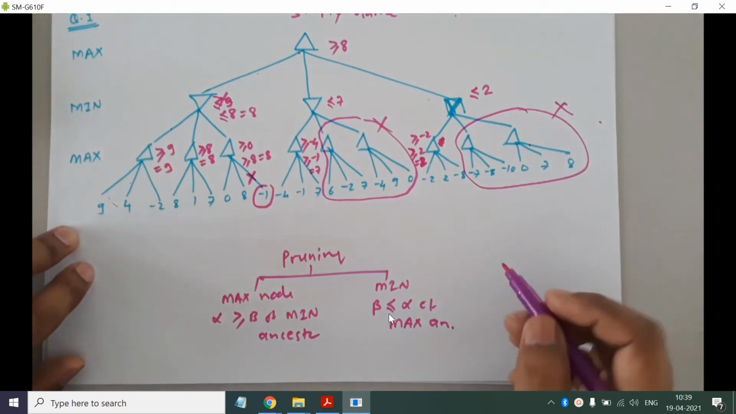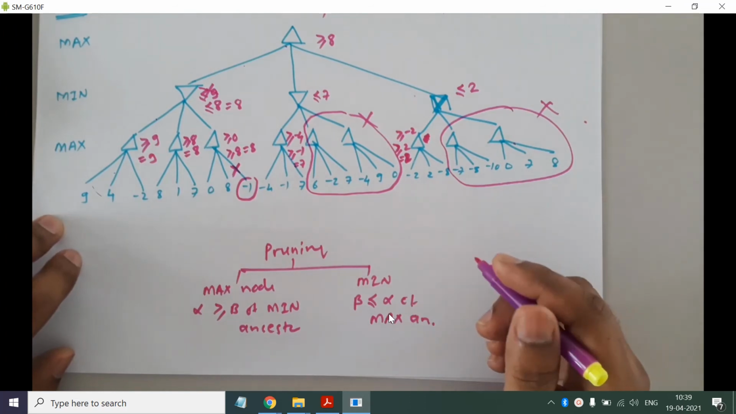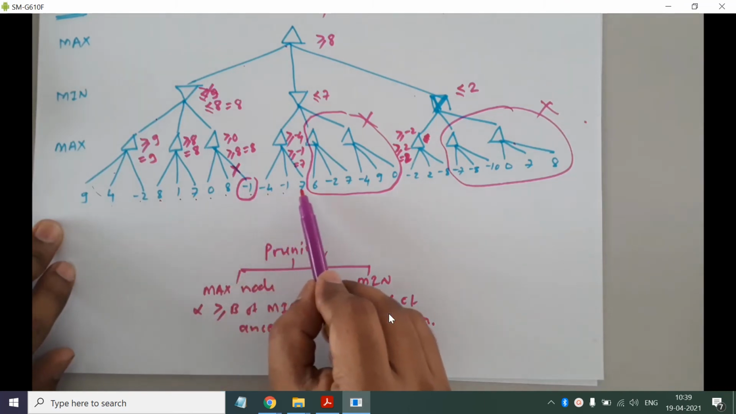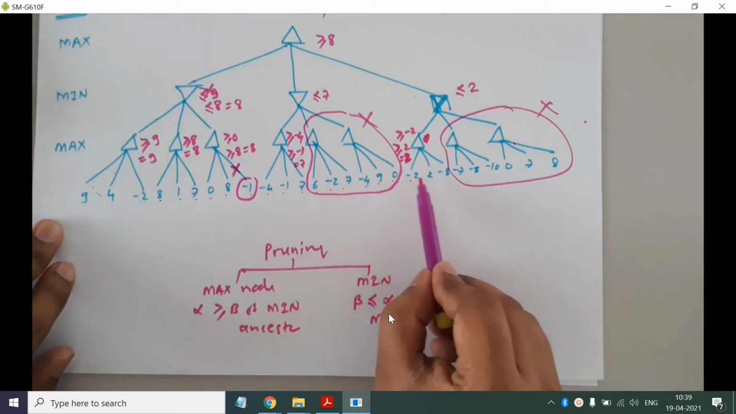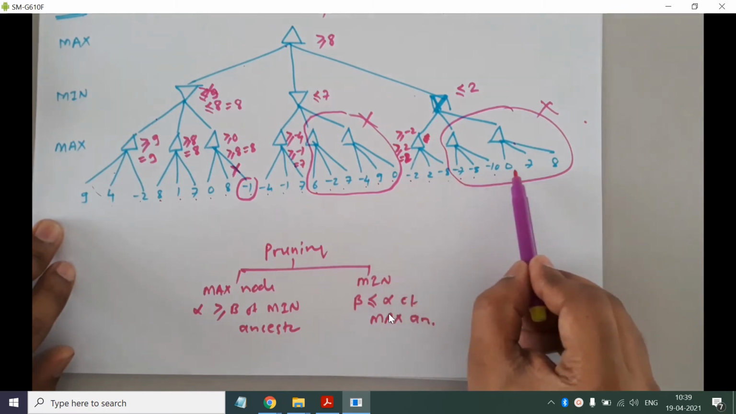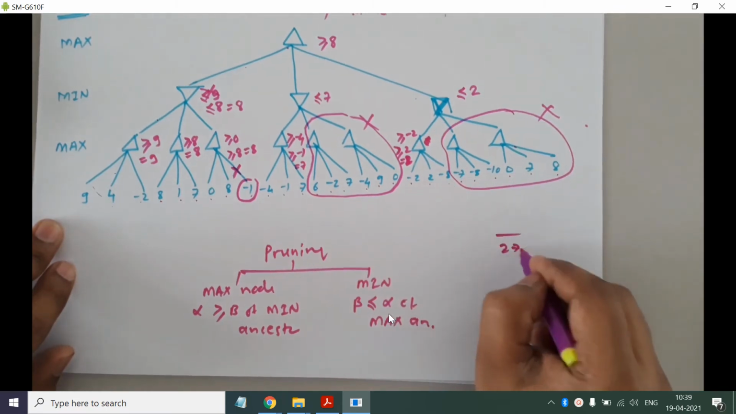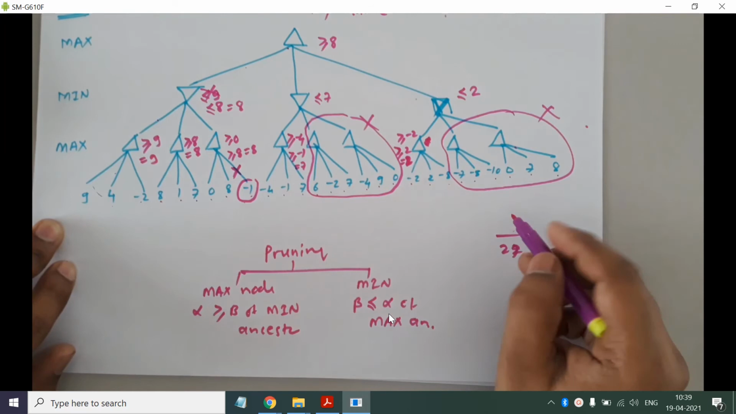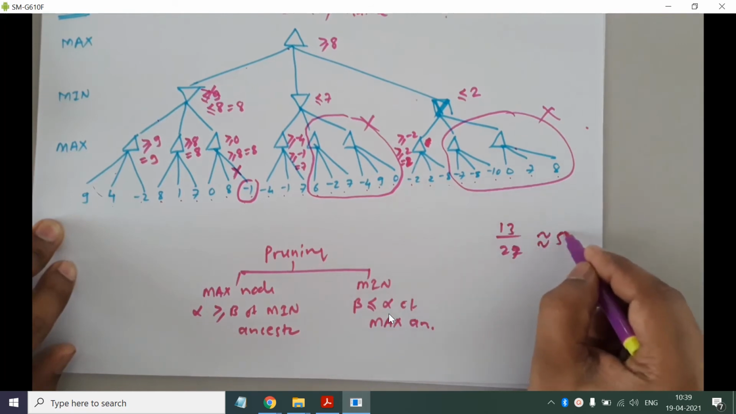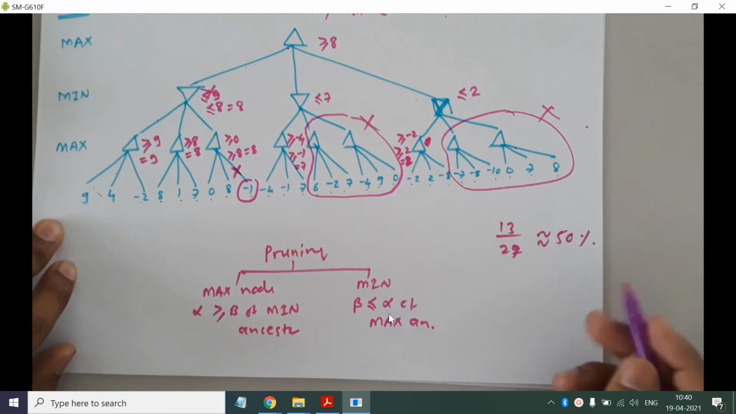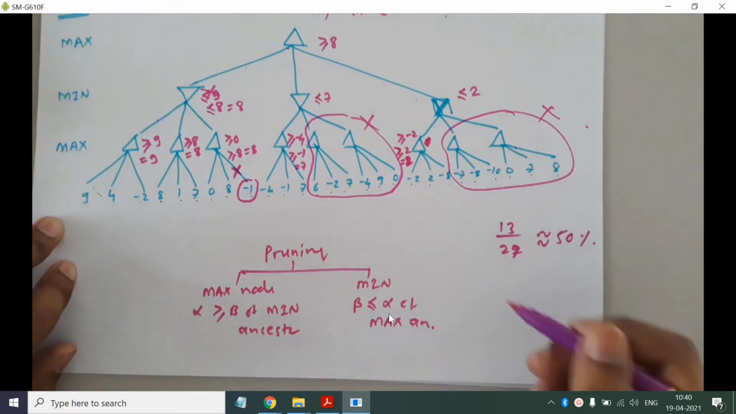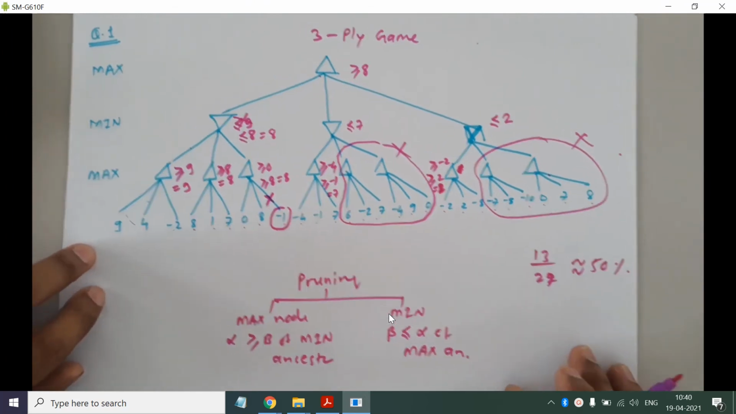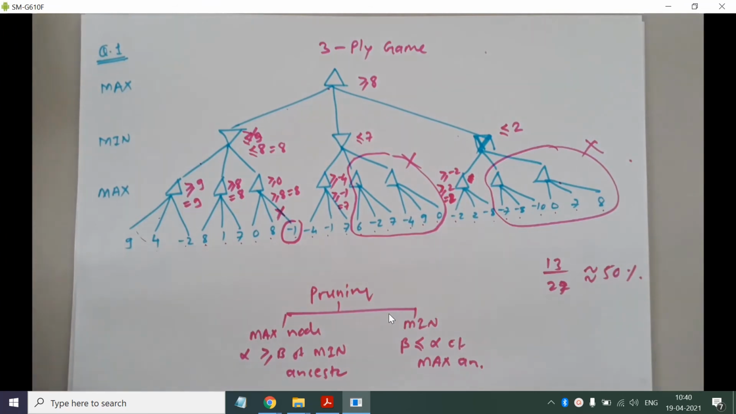Now just calculate what is the reduction that we are getting. We have a total of 1 2 3 4 5 6 7 8 9 10 11 12 13 14 15 16 17 18 19 20 21 22 23 24 25 26 27 nodes. Out of 27, how many nodes are pruned? 7 plus 6, that is 13, which is nearly equal to 50%, right? So this is the advantage of alpha beta pruning. Okay, is it clear? Please take a screenshot of this.